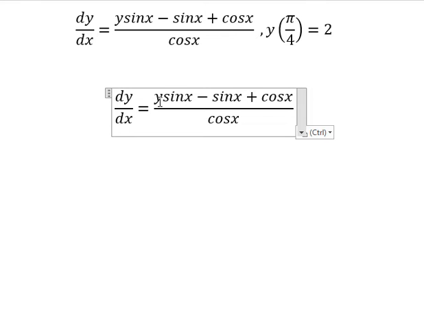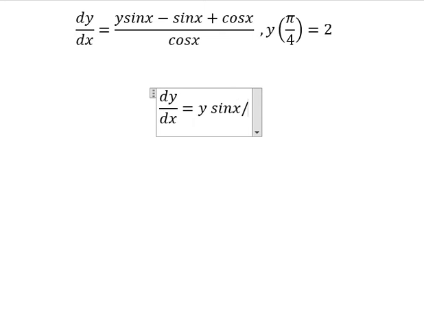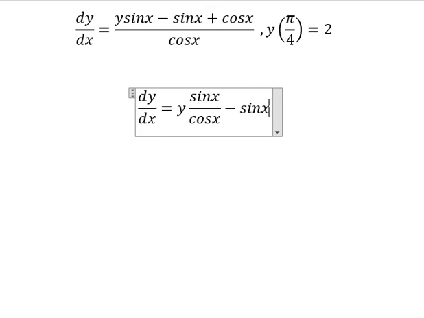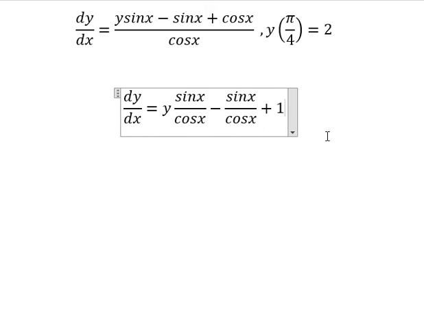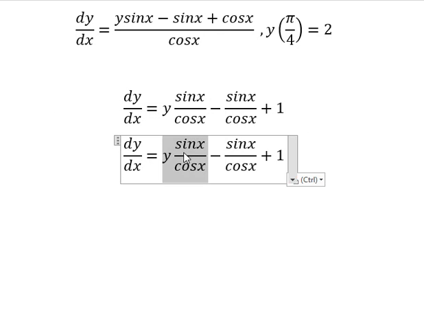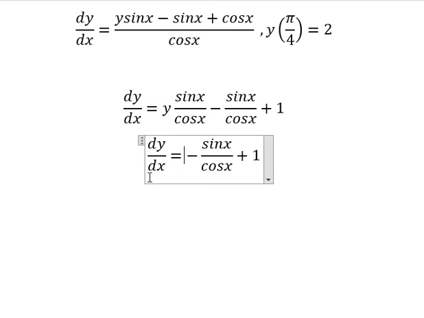So we need to divide by cosine s, this one with cosine s. Cosine s divided by cosine s, we have number 1, and we have like this. Next, I will put this one go to the left.